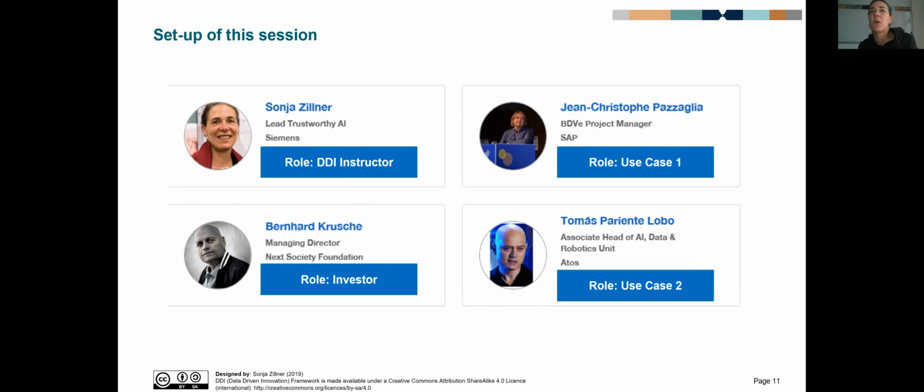We have Tomás from Atos on board. Tomás will share with us a use case in a very different domain: agriculture. It is about improving grapes and probably, at the end of the day, the wine, right? So basically, a very important project. Both use cases are from the AI4U project, so we are very happy to have them on board.